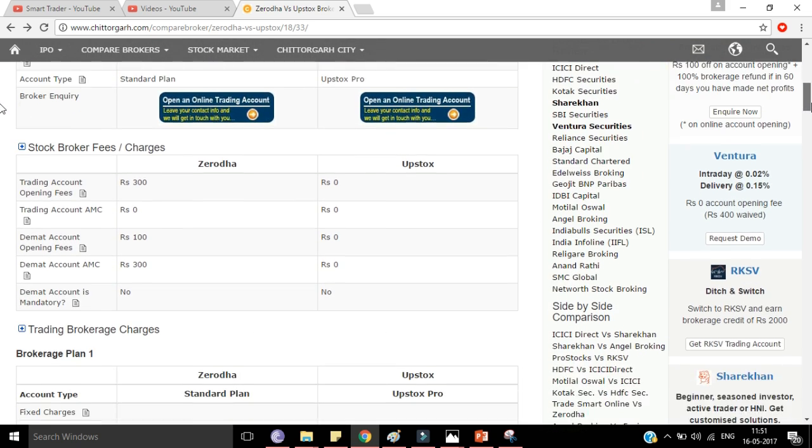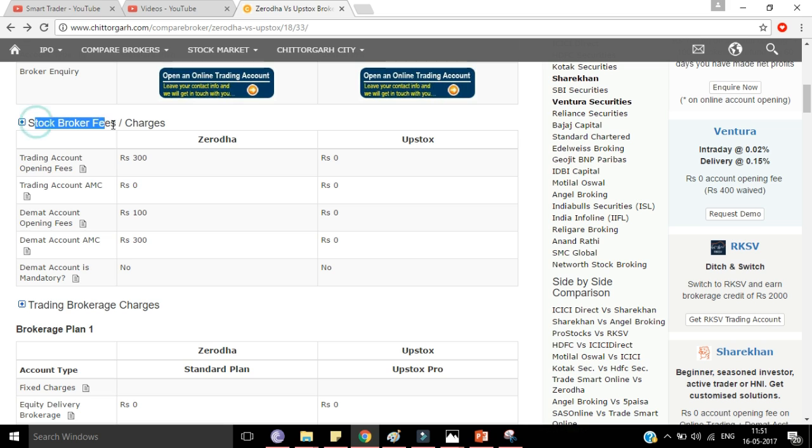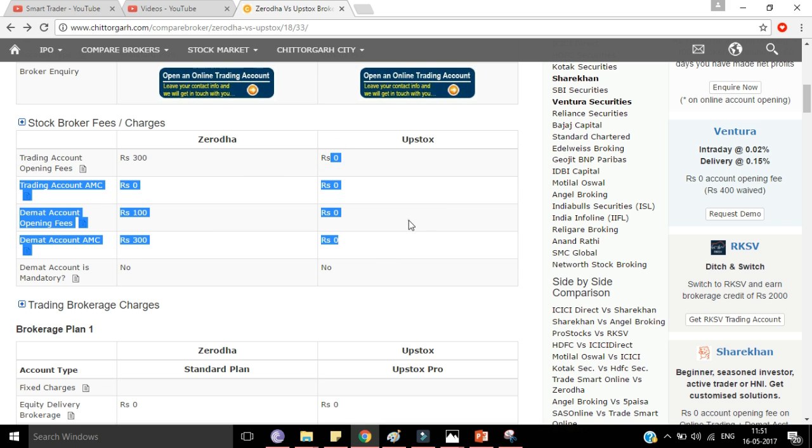So let's quickly look into the stockbroker fees and charges, how they have compared. Looking at it, Zerodha charges 300 rupees for trading account opening fees, whereas I think Upstox is giving an offer where they're not charging anything. You see, they are charging zero, whereas Zerodha is charging a minimal fee. It's not a very high fee, but this is the minimal fee Zerodha is charging. But anyway, in this segment, I would say a thumbs up to Upstox right now.